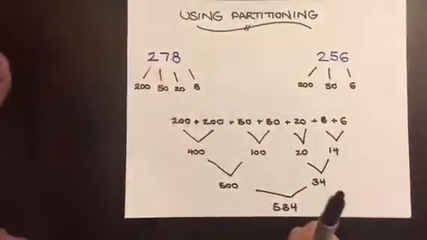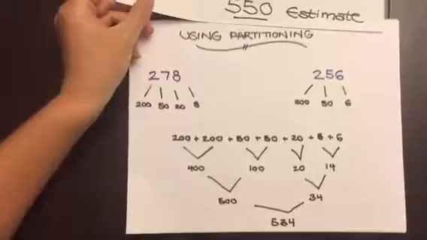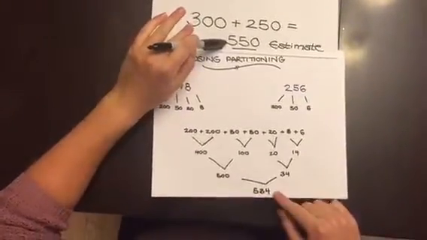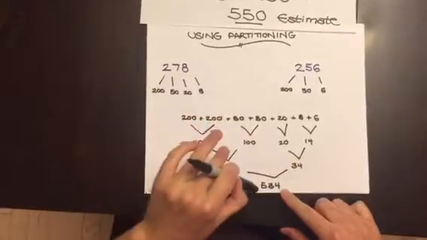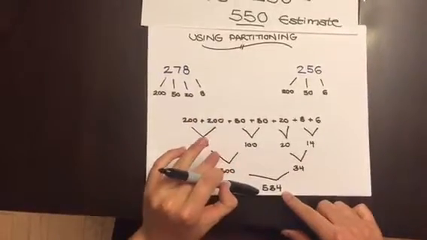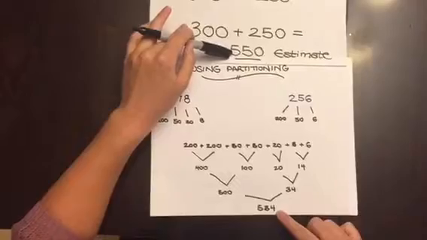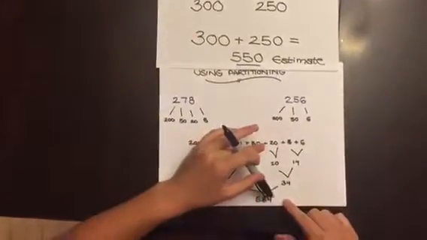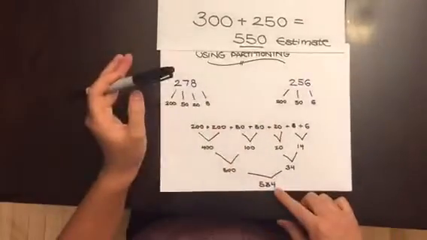So now what we can do is compare to our estimate at the beginning of the video. So we got 550 for our estimate, and our real sum is 534. So there's a difference of about 16, so our estimate was pretty close in our addition equation. But our true answer, our true sum, is 534.